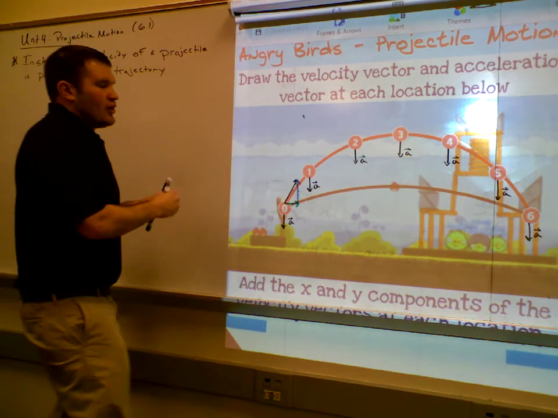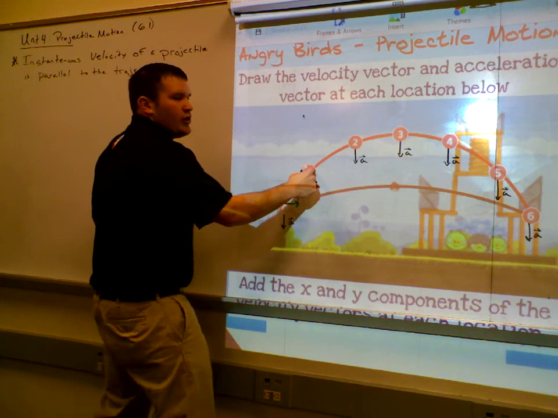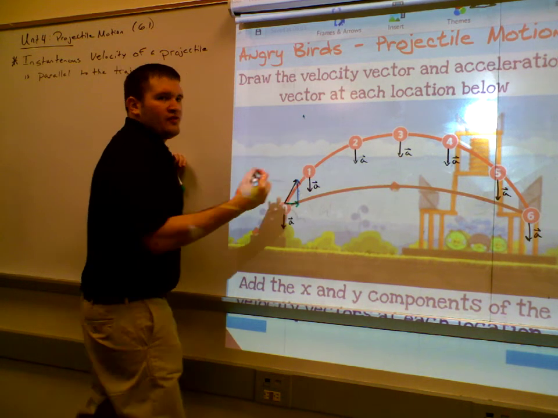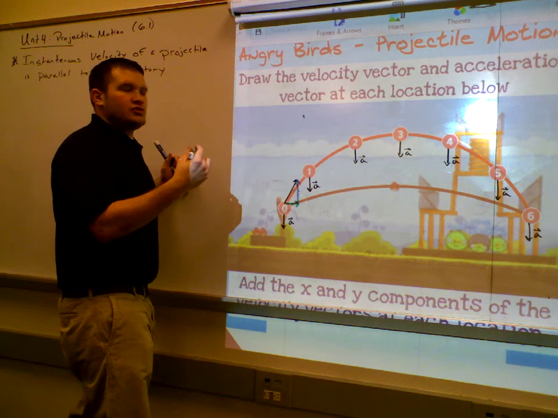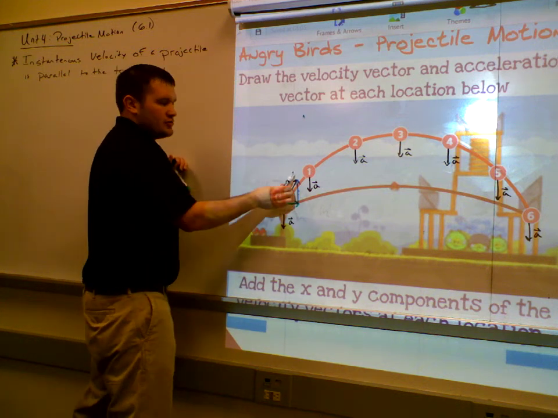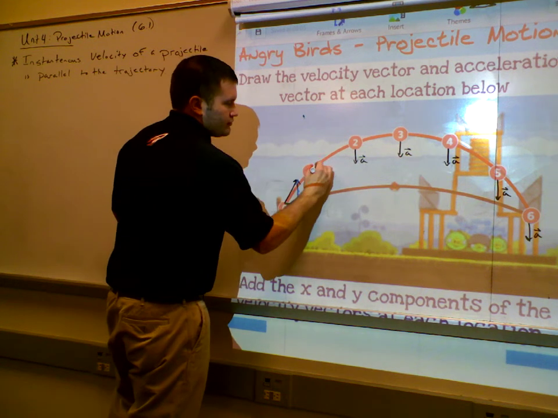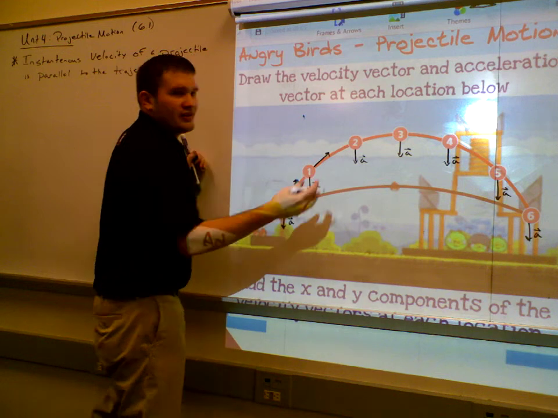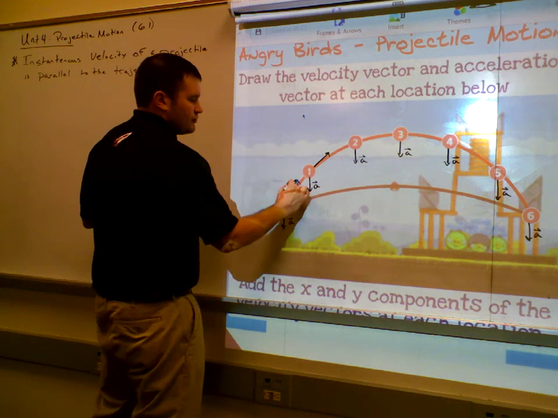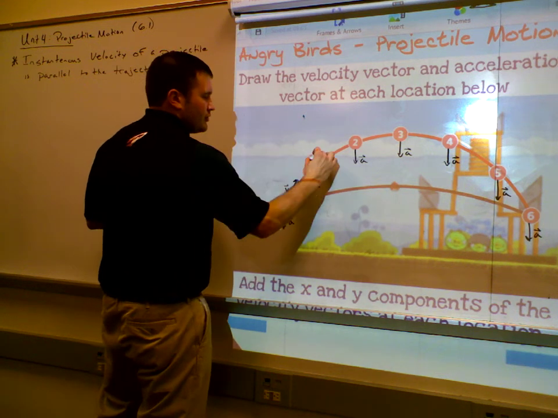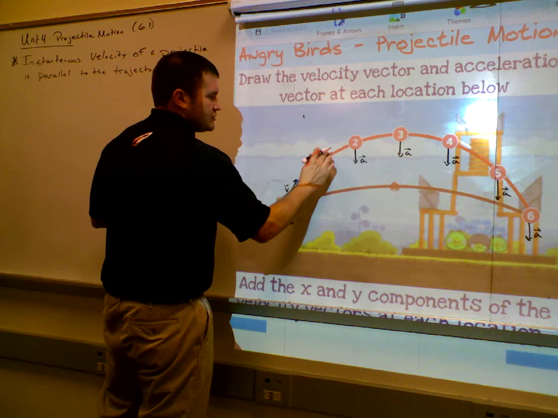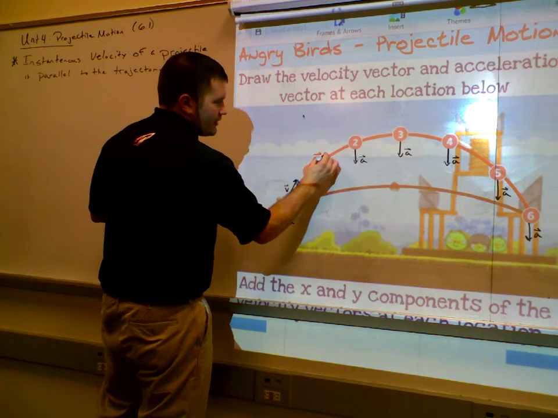Okay. So as we go up from 0 to 1, what's going to happen to the velocity vector? Is it going to get longer or shorter? Shorter. It's going to decrease. It's going to get shorter, and it's going to turn. Up. No, it's actually turning down.